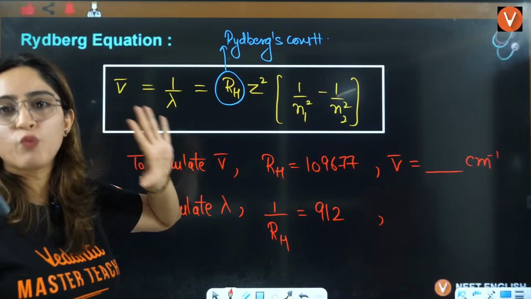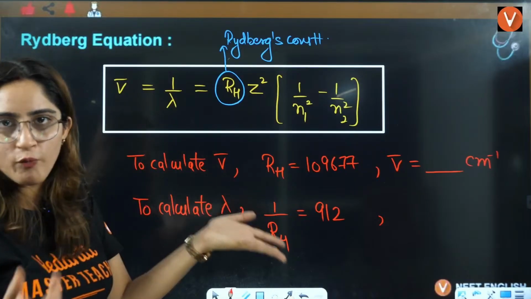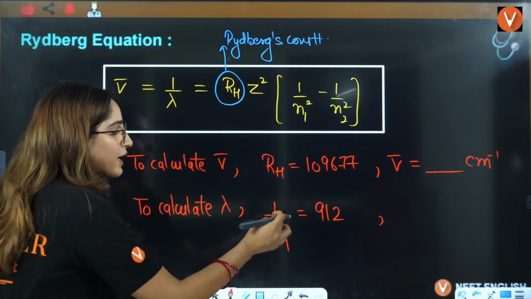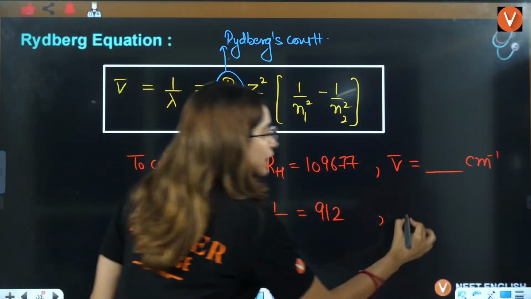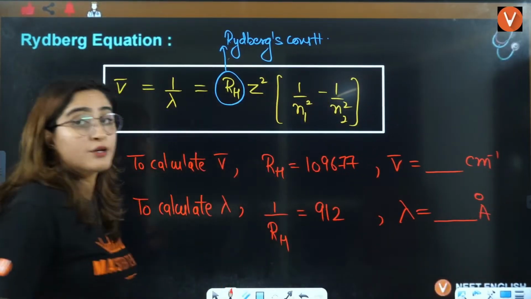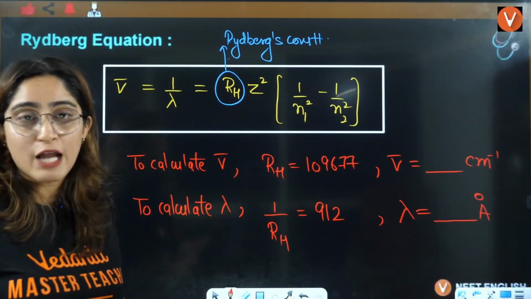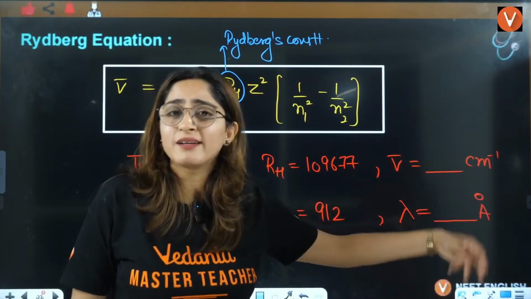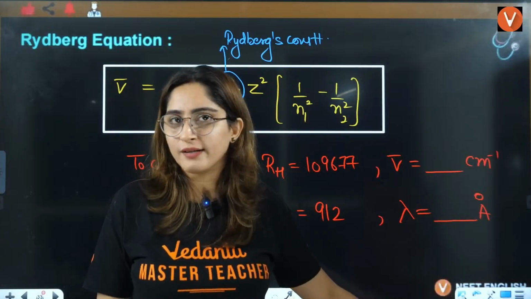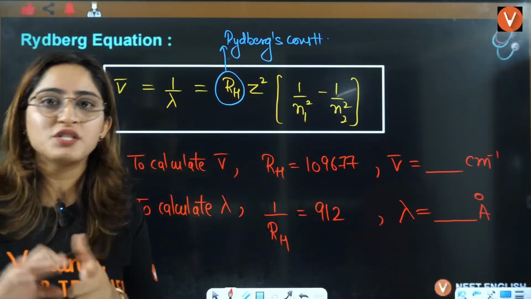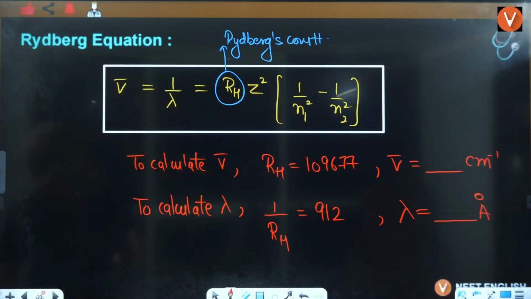Centimeter inverse is for V bar, centimeter obviously is for wavelength. If you put the value of 1 by RH as 912, then the value of wavelength you will calculate is in Armstrong. Now, if they ask you in the question nanometer, picometer, meter, whatever they ask, you can convert it there. Conversions, you can do it, right? If you find conversions difficult, you can watch my lectures on conversions.